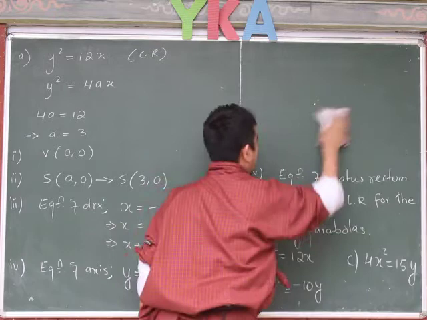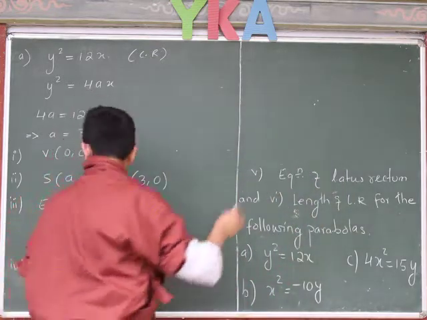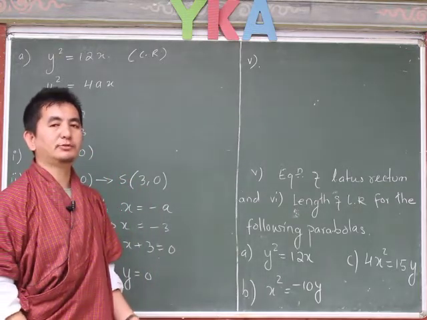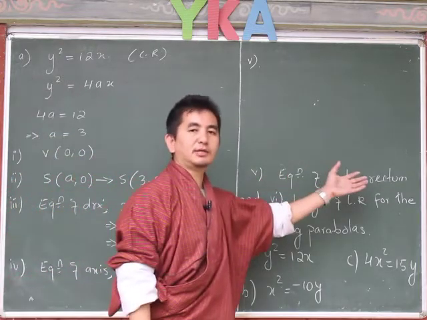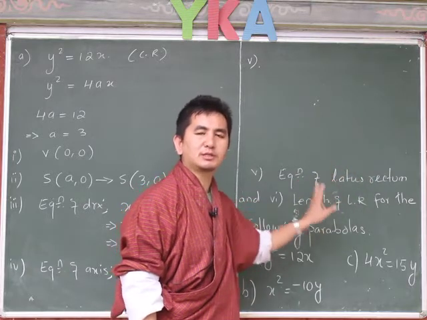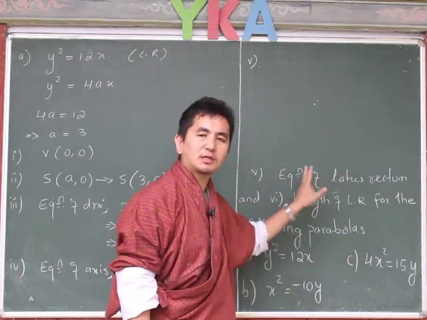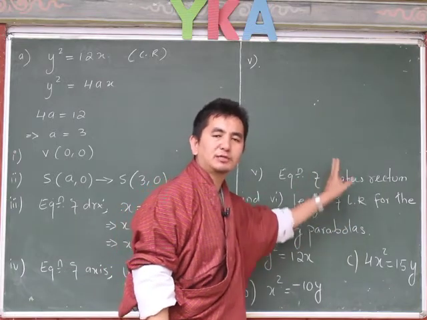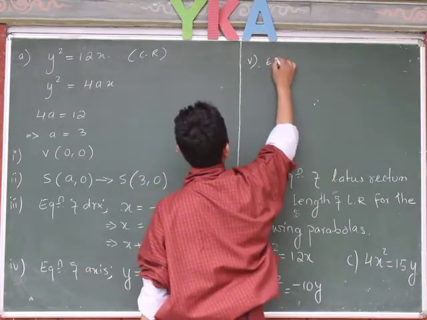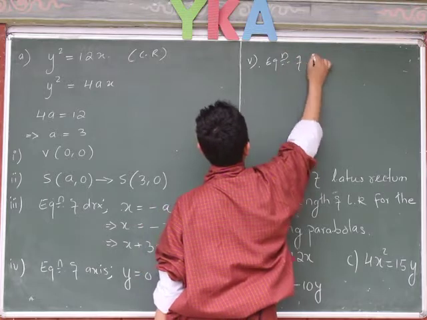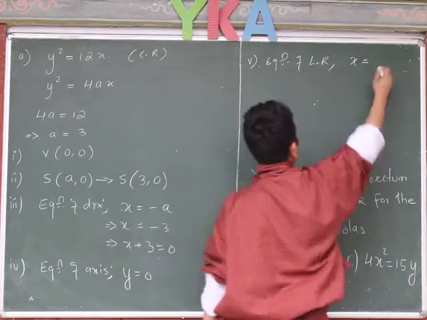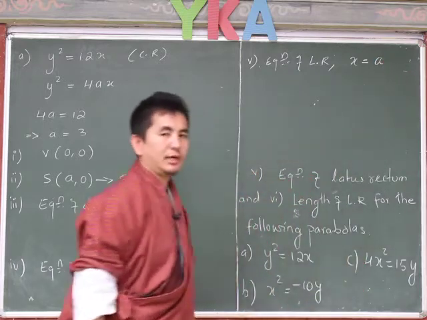Equation of latus rectum. What will be the equation of latus rectum? Latus rectum is a line which passes through the focus. Focus is inside the parabola. This is a concave right parabola. So if this is a concave right parabola, latus rectum is passing through A. So that means the line is passing through A. So what's the equation of latus rectum? X is equivalent to what? A. X is equivalent to A.